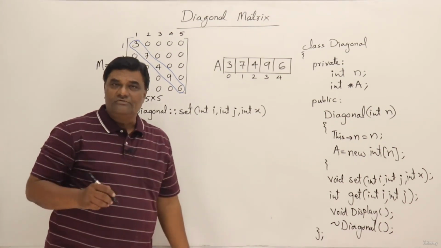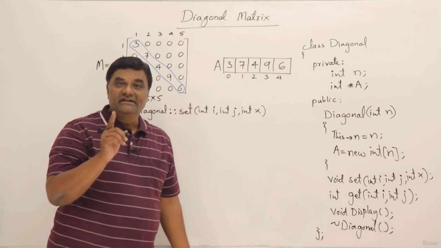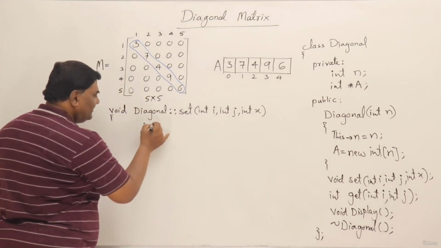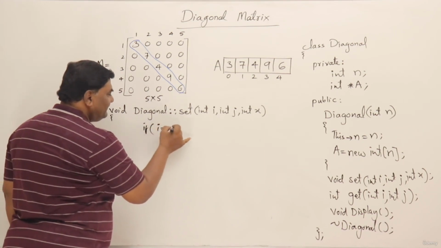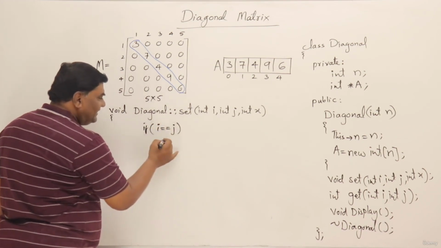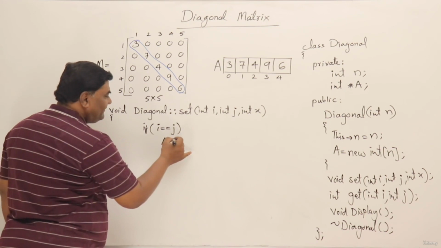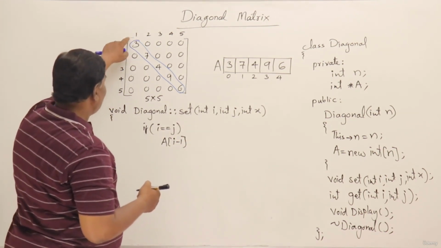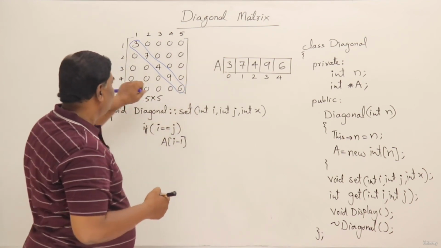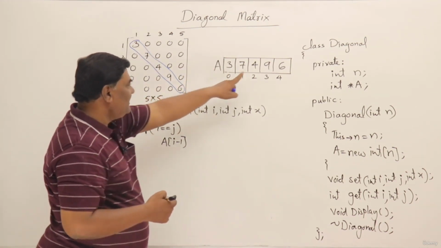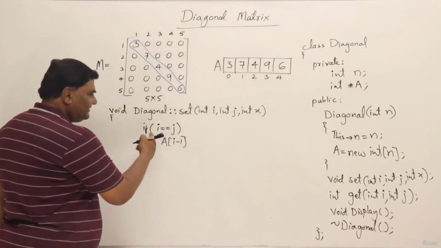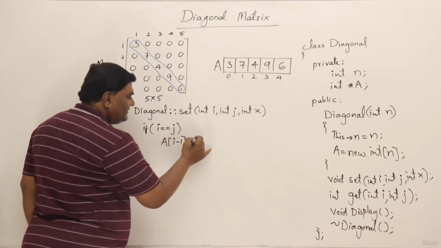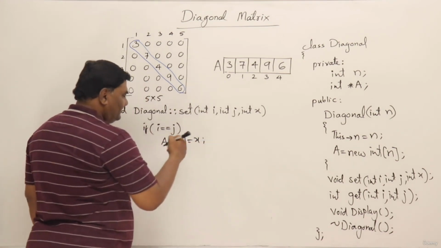So it should not store 0. First of all, it should check whether the indices are for diagonal only or not. If i is equal to j, then it should store the element in A of i minus 1. This is the formula we have seen. Like 1 comma 1 is stored at 0, so 3 comma 3 is stored at 2. So i comma j is stored at i minus 1. If they both are equal, then store the element.